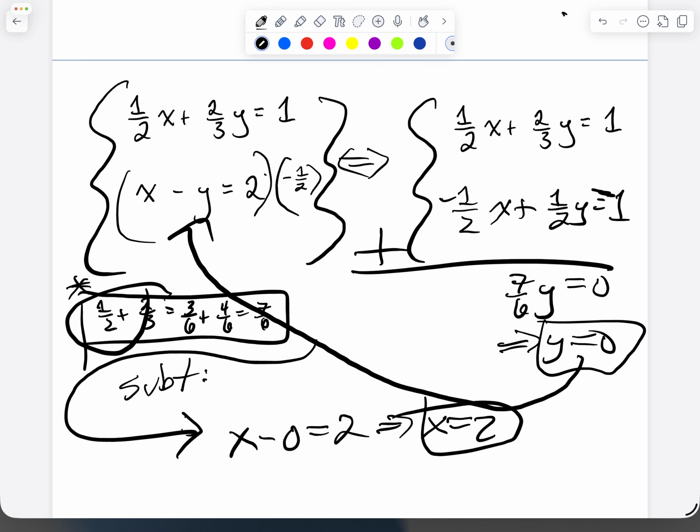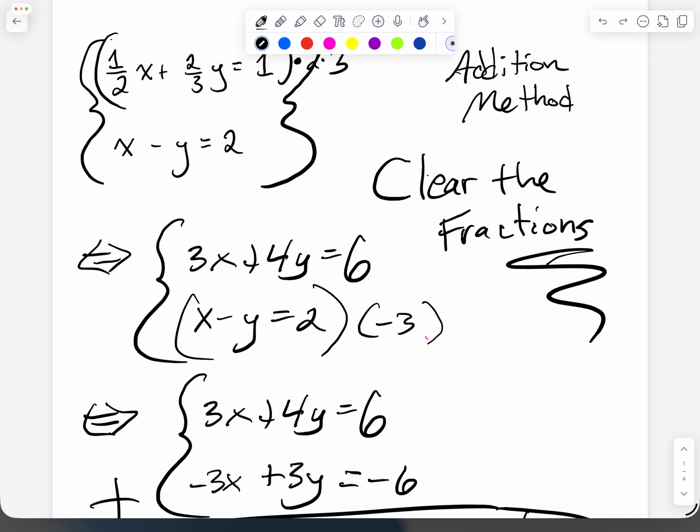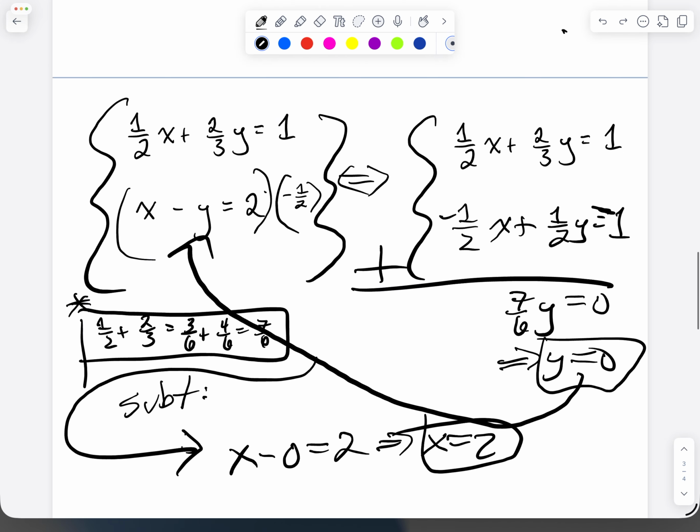If you're okay with adding two fractions that have the first three smallest numbers in existence, you don't need to clear the fractions. You know what I mean? That's just extra work that doesn't need to be done. Okay? So there you go.